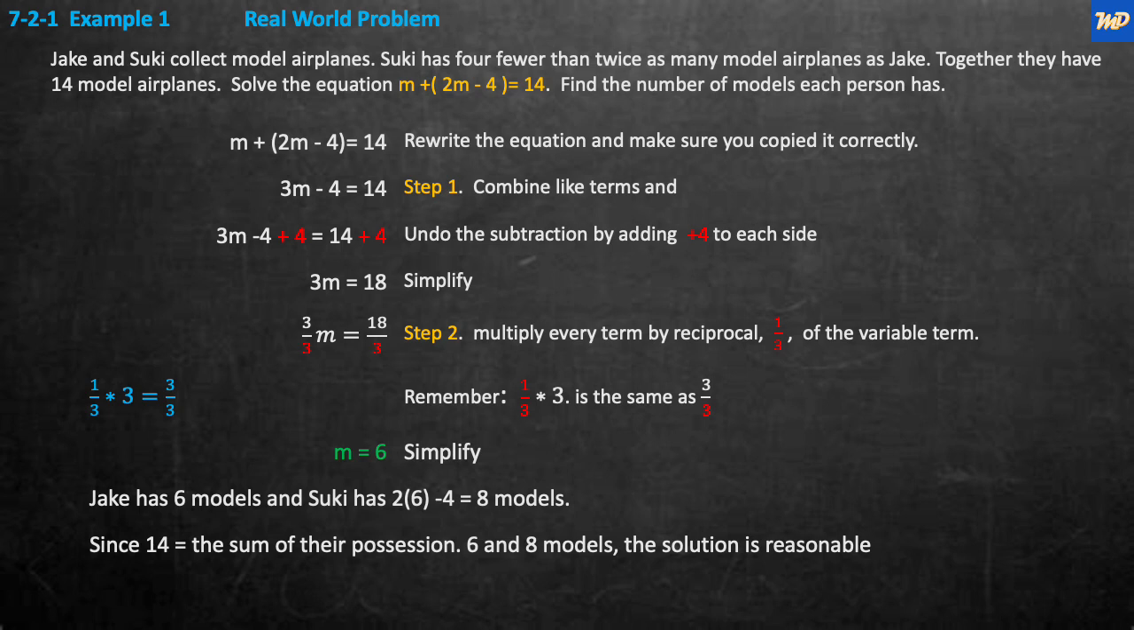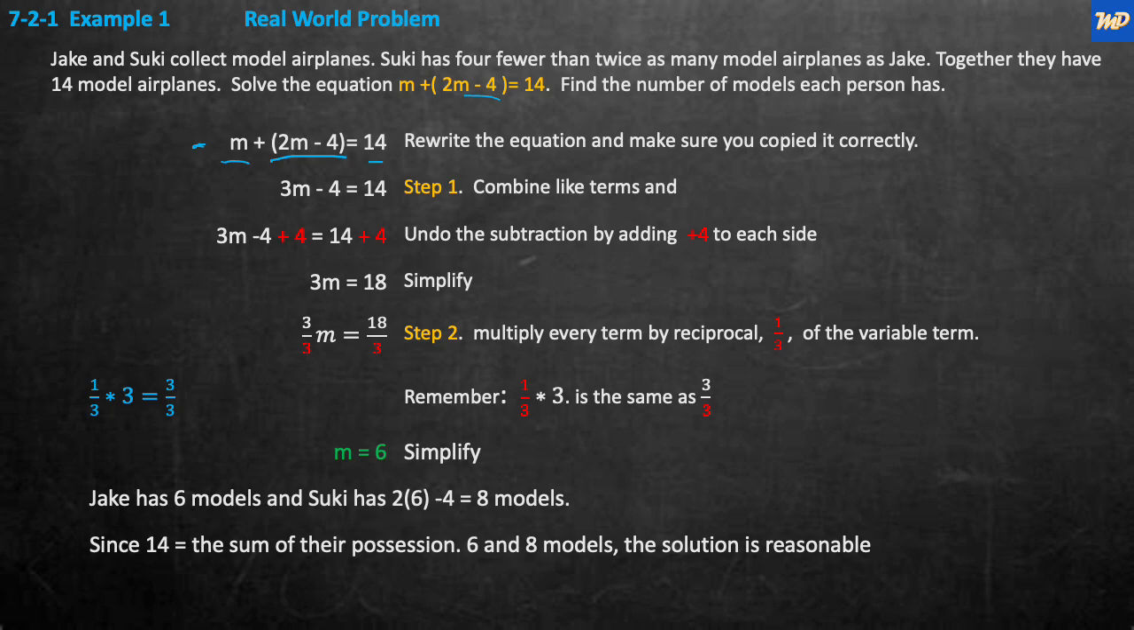So we rewrite the equation to make sure that we've written it correctly. We look at it, make sure it's the same equation as we have up here, so we don't make a mistake just by copying. And then we solve the problem here. So here's Jake's number of airplanes, M. And here's Suki's number of airplanes, 2M minus 4. And the total is 14.